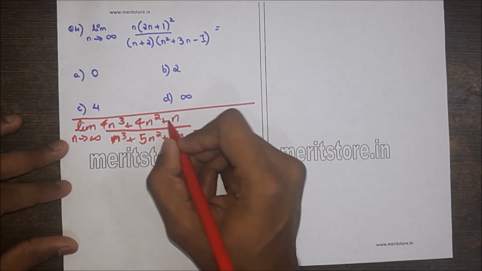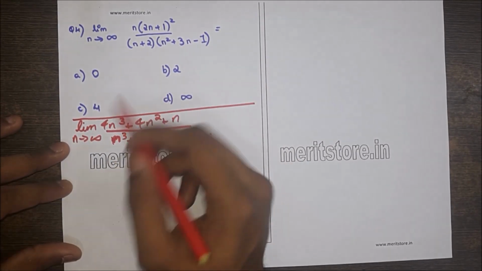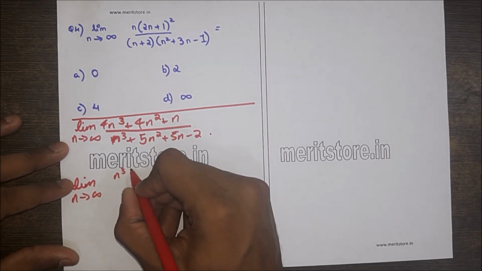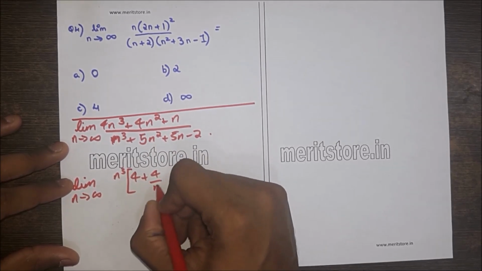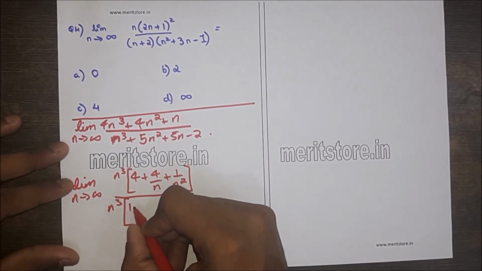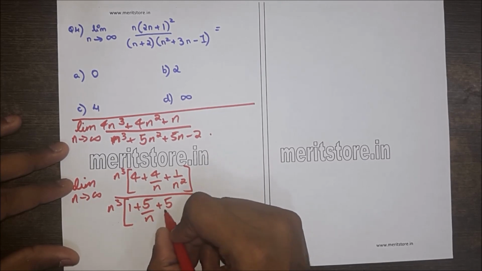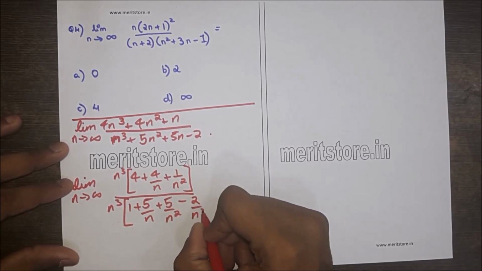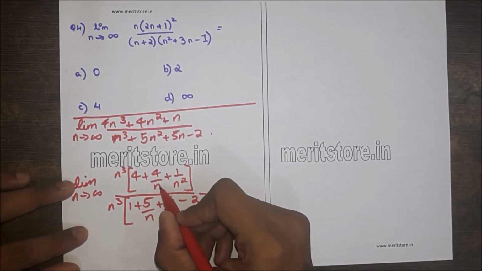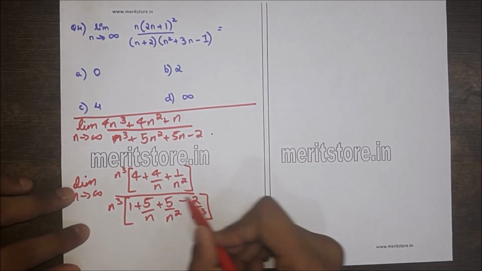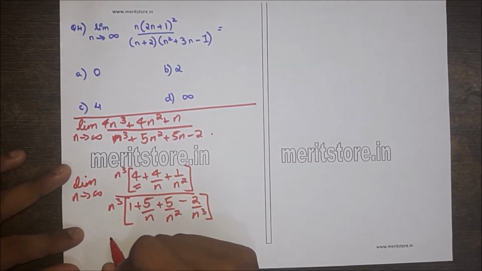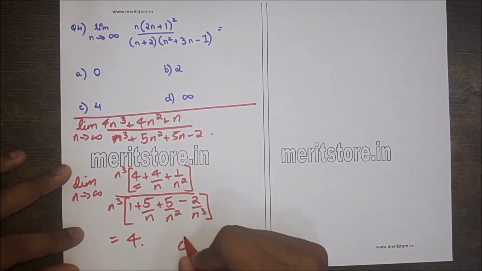On solving this equation with the numerator and denominator further, taking n cube common on both, we get limit of n tends to infinity, n cube into 4 plus 4 by n plus 1 by n square upon n cube into 1 plus 5 by n plus 5 by n square minus 2 by n cube. N cube would get cancelled out, leaving us with 4 by n plus 1 by n square, and these terms go to 0 with n. On applying limits where n tends to infinity, we are only left with the numerator 4, which is option C.